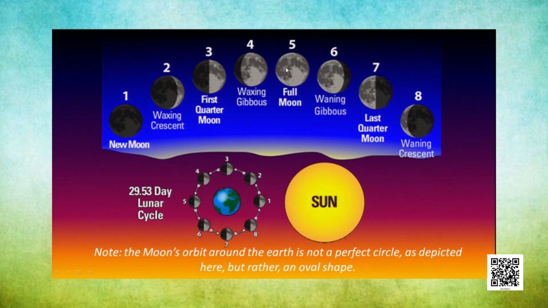Now, here, after the 14th day, we have the full moon. This is the full moon. See the position of the moon? Here it is sun, here it is the earth, and here it is the moon. They are nearly in the straight line, and we can see the full lighted part of the moon.